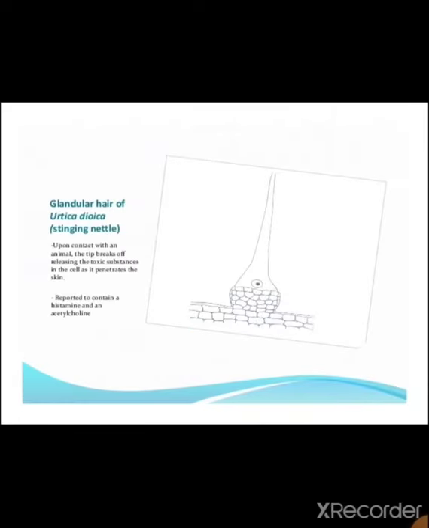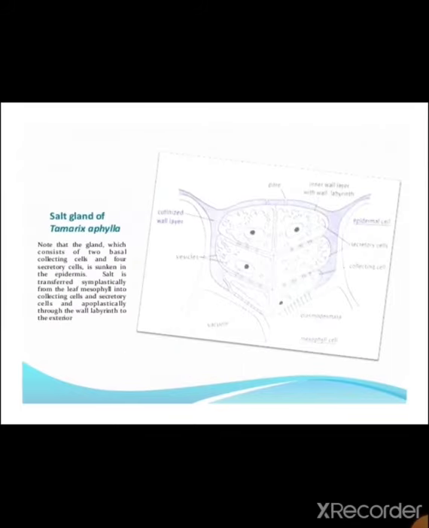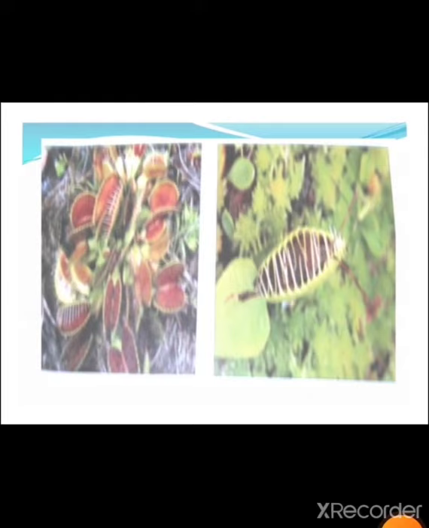In the example, we saw the glandular hair of Urtica dioica, also known as stinging nettle. This is the salt gland of Tamarix aphylla. Insectivorous plants.